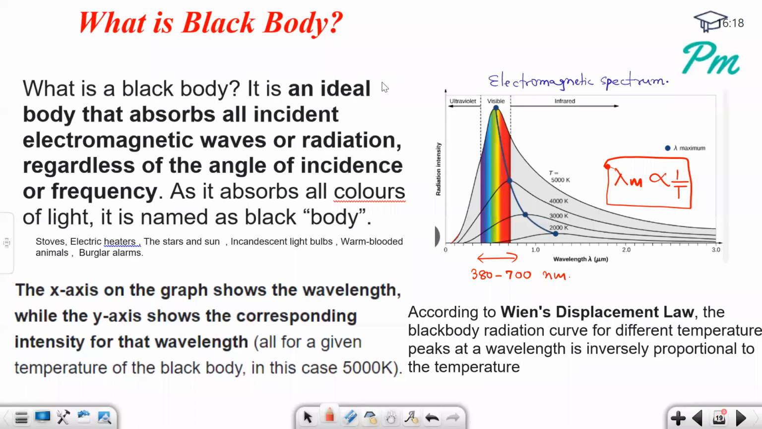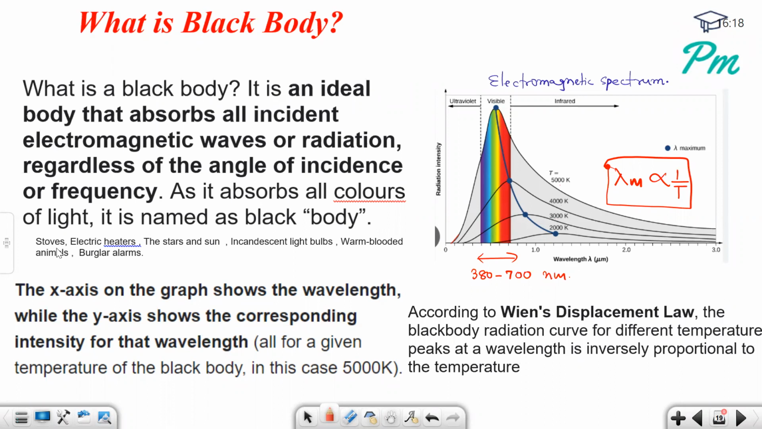Dear friends, today we are going to discuss a very important concept, that is black body. So, what is a black body? It is an ideal body that absorbs all incident electromagnetic waves or radiation regardless of the angle of incidence or frequency. As it absorbs all colors of light, it is named a black body.